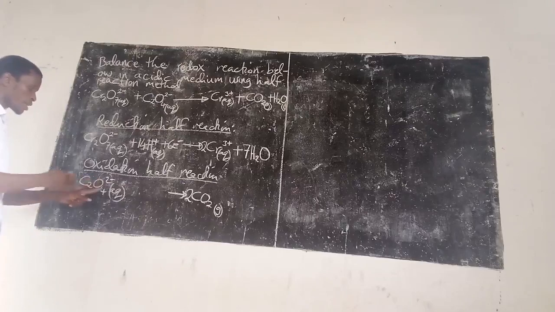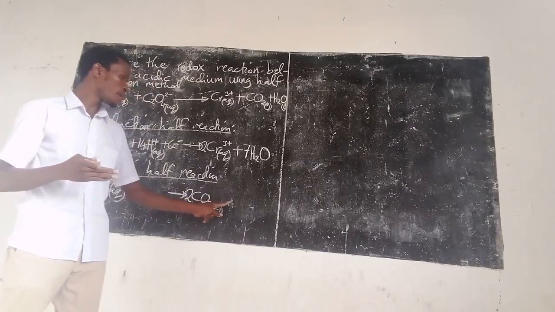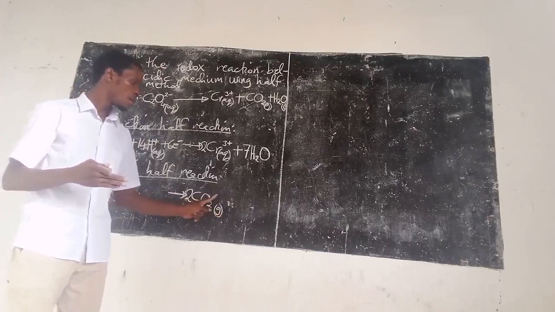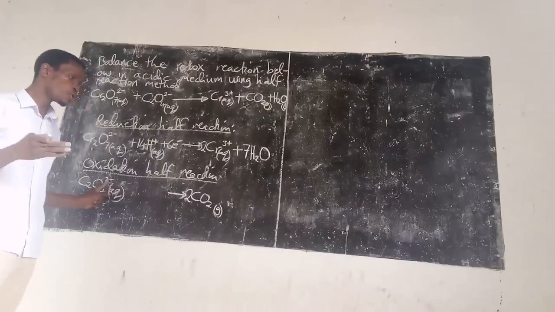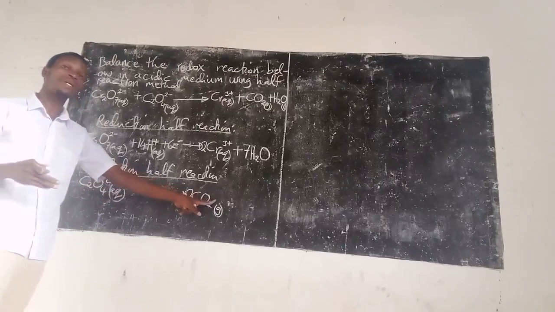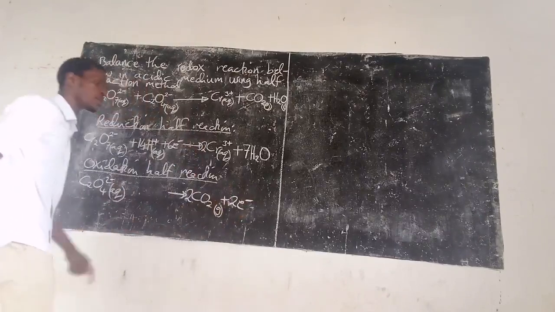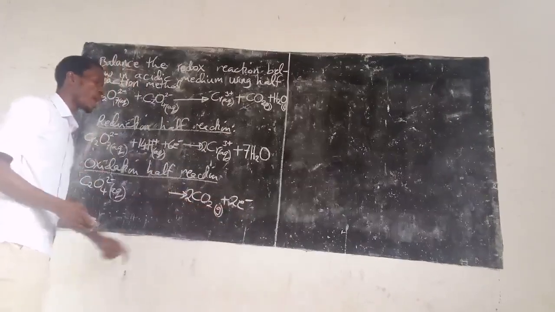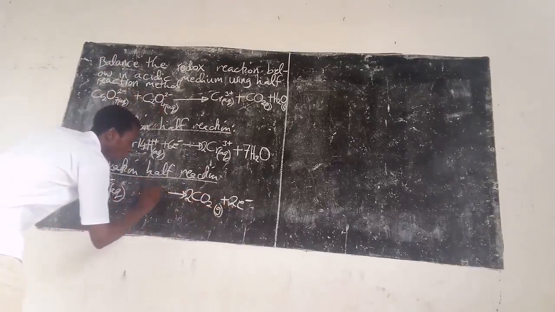But also the number of charges. On the reactant side, the charge is negative 2, and the charge on the product side is 0, neutral. 0 is higher than negative 2. So we have to add the proper number of electrons to the side where there is high charge: 2 electrons. Adding 2 electrons is equivalent to adding negative 2. Now the charge has been balanced.